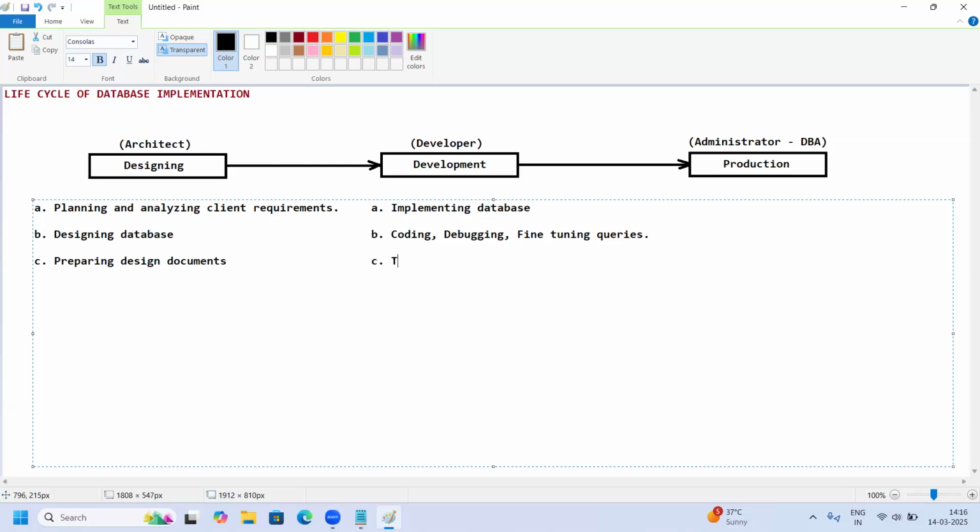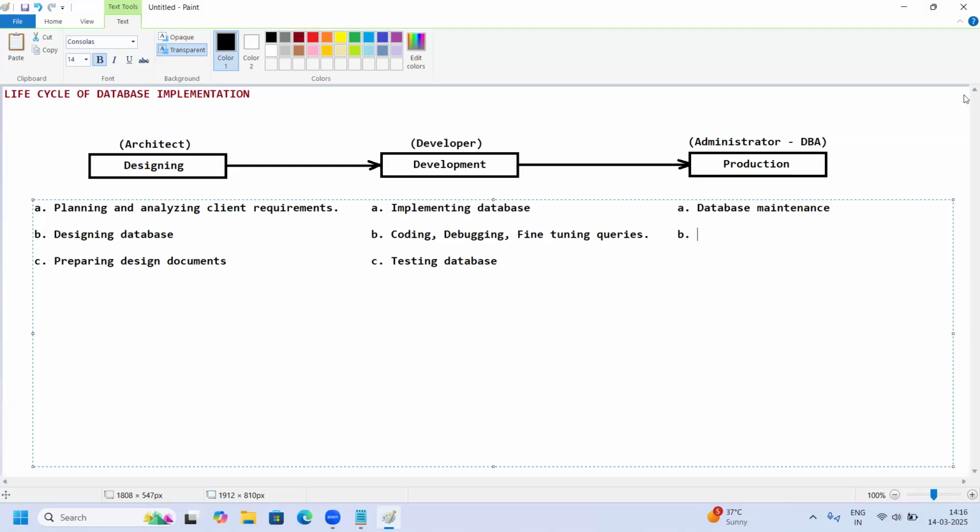Okay. And we are also involved in the work of testing database. Okay. These are the three responsibilities which developer is involved with. Now, when it comes to production, that is the work of DBA. Here you are involved with database maintenance.